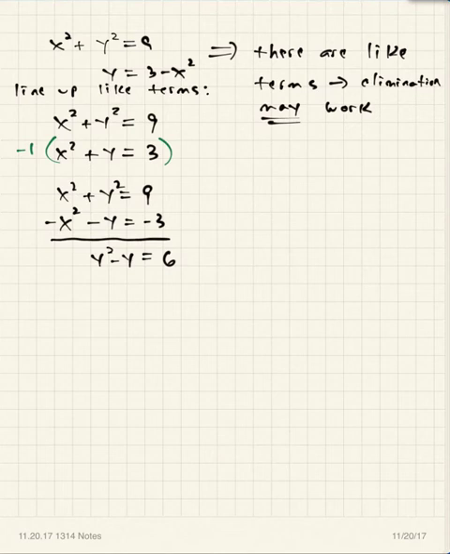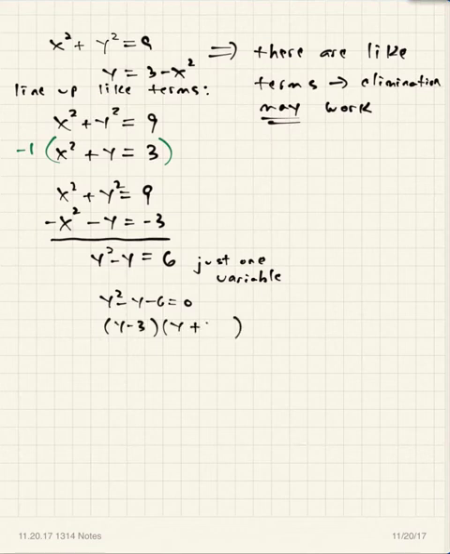And notice you have just one variable. That's the key here: when you end up with just one variable, it means elimination is going to work. And so I solve this quadratic. Now this ends up being relatively straightforward because this is factorable. And you end up with y minus 3 times y plus 2 equals 0. And so you end up with y equals 3 and y equals -2.